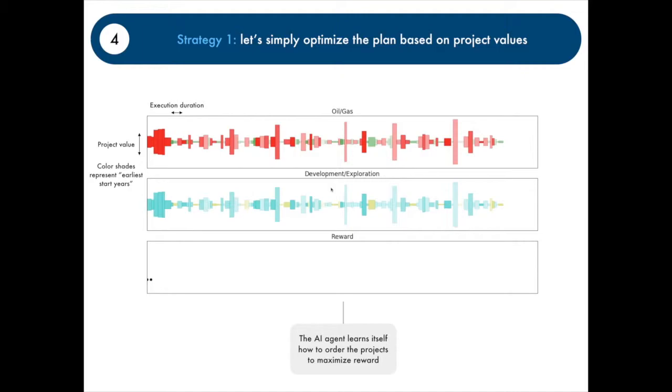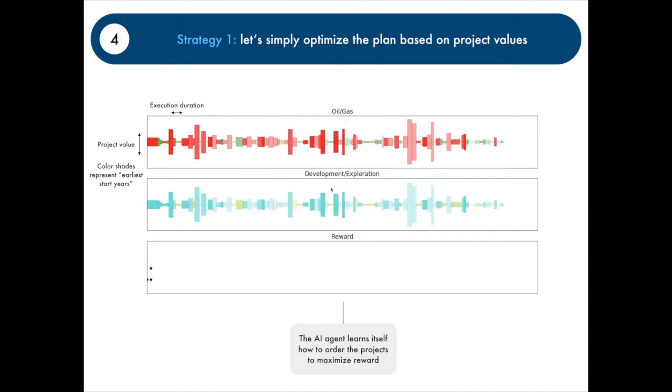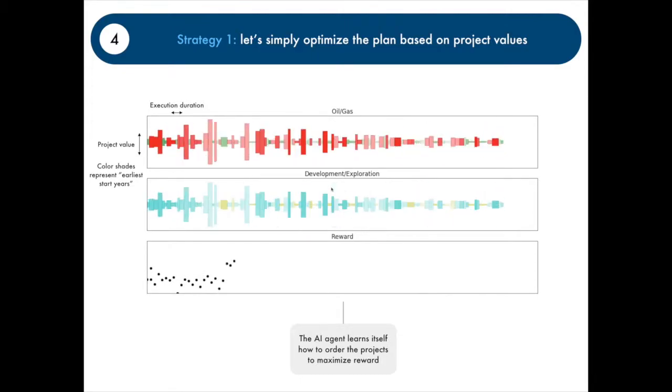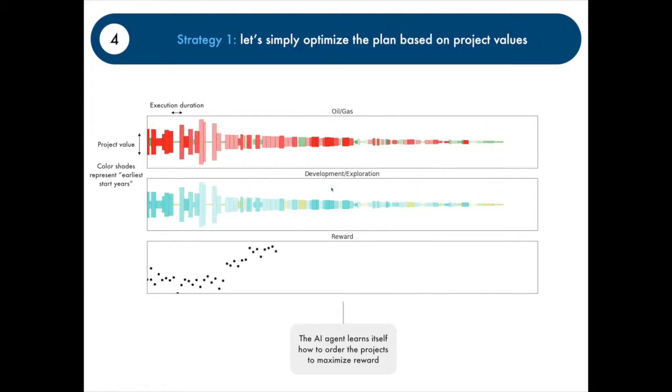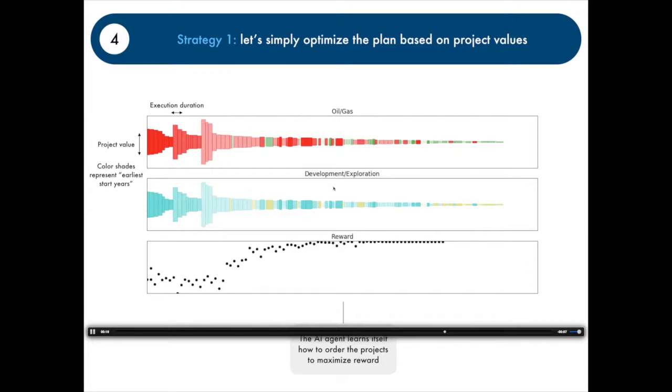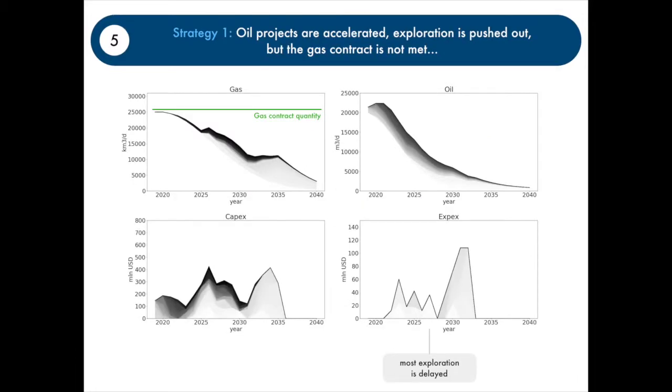The middle chart is exactly the same sequence, with the colors representing development and exploration projects. The bottom chart shows the value of the user-defined reward function for a particular sequence, which the AI assistant needs to learn how to maximize. The assistant starts with a pretty random sequence and, by exploring different strategies, learns how to improve the reward. By playing this game multiple times, the assistant finds out how to maximize the reward, and it is able to nicely order the projects in decreasing value. The result is a plan in which oil development projects are accelerated, while gas and exploration projects are pushed out.